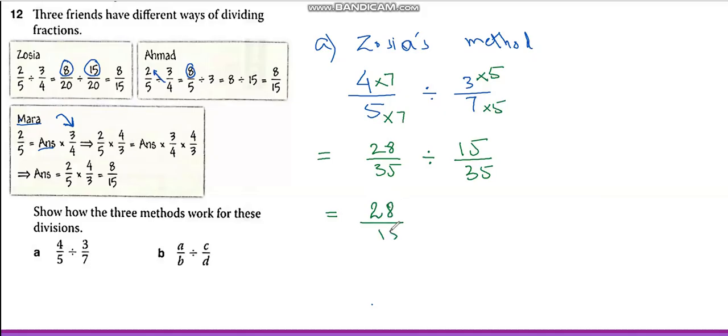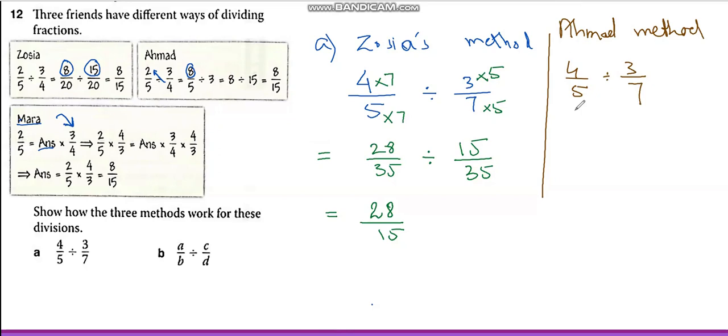And we will finally write the fraction as 28 over 15. Now, if we apply Ahmed's technique, we write 4/5 divided by 3/7 first, as written in the question. Then we multiply 7 with 4, and then divide that fraction by 3. So we rewrite it as 28 over 5 divided by 3. Now if I divide, I get 28 over 15.